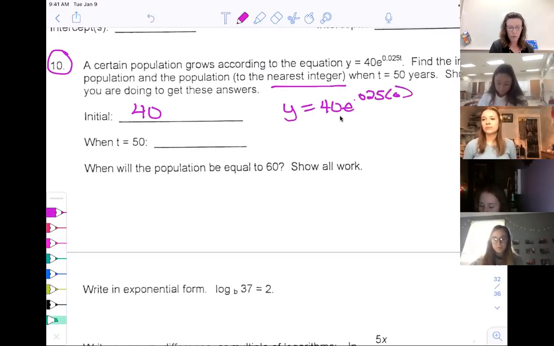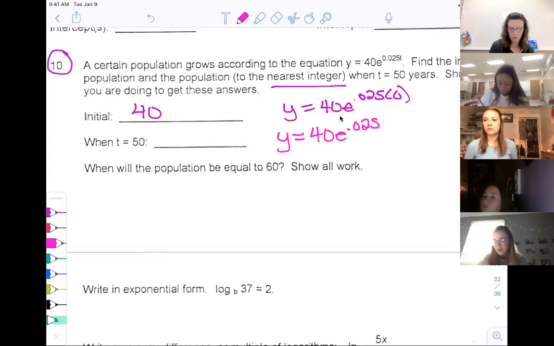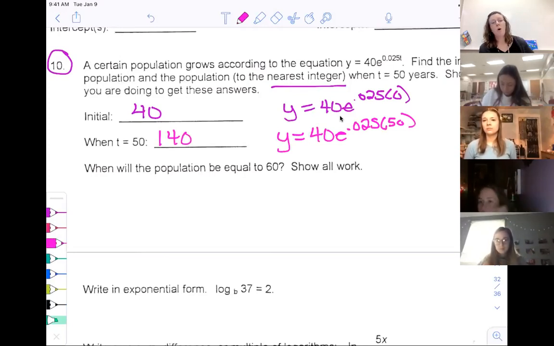Perfect. So plug a 0 in there for t. The initial time is when time is 0. Anything to the 0 power is 1, so you just get 40. And then Darby, if you're finding out when t is 50, what would you do? So you would plug 50 in for the t, and then whenever you go to solve that, it would equal 140. Yeah, and rounding to the nearest integer. An integer is a whole number, so it could be positive or negative. Of course, if we're talking about population, it should be positive.